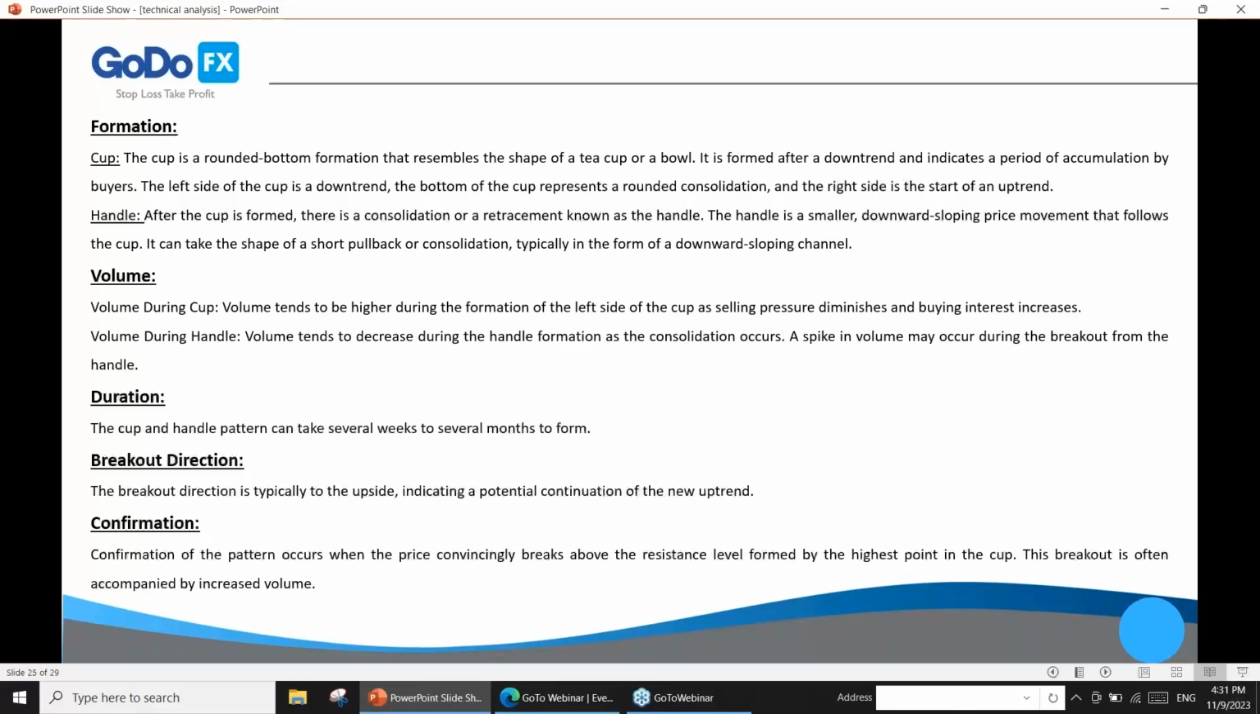So the duration of the cup and handle pattern can take several weeks to several months to form. And the breakout direction is typically to the upside, indicating a potential continuation of the new uptrend. And the confirmation of this pattern occurs when the price convincingly breaks above the resistance level formed by the highest point in the cup, and this breakout is often accompanied by increased volume.